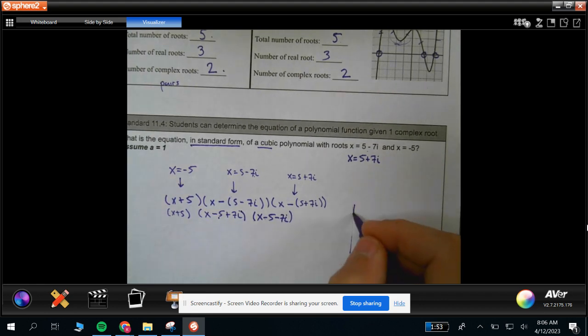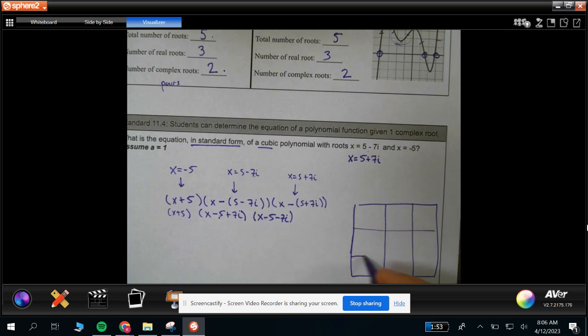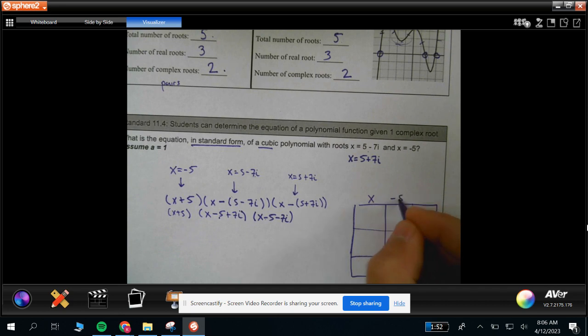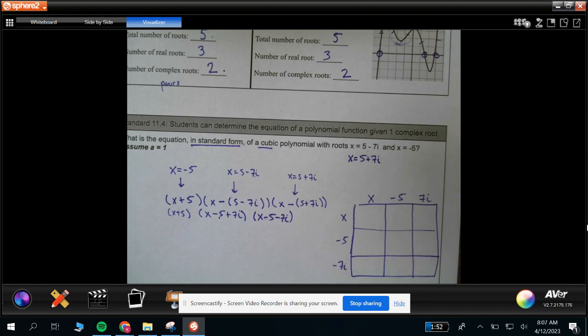When you're multiplying trinomials, it gets really hard to do by drawing rainbows. Area model will be your friend, trust me. So on one side, I've got x minus 5 plus 7i. Other side, I've got x minus 5 minus 7i. All right, fill in the boxes.